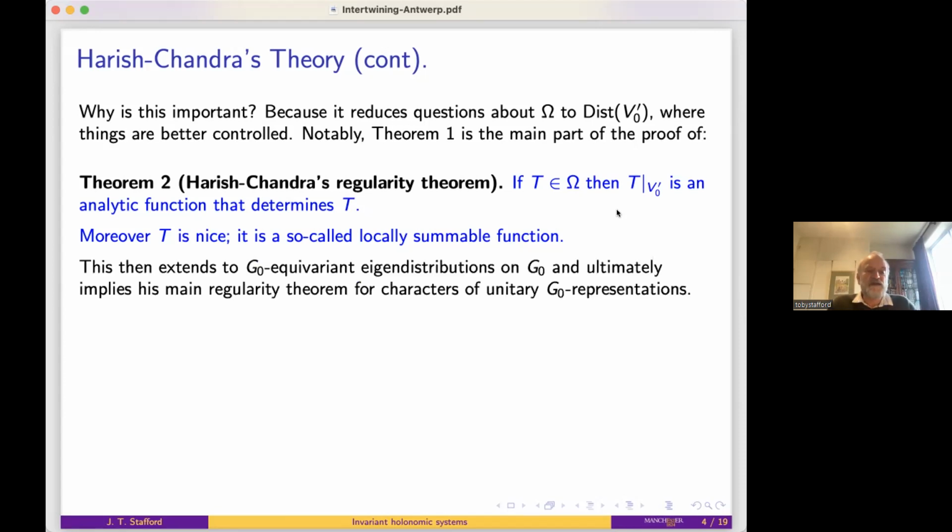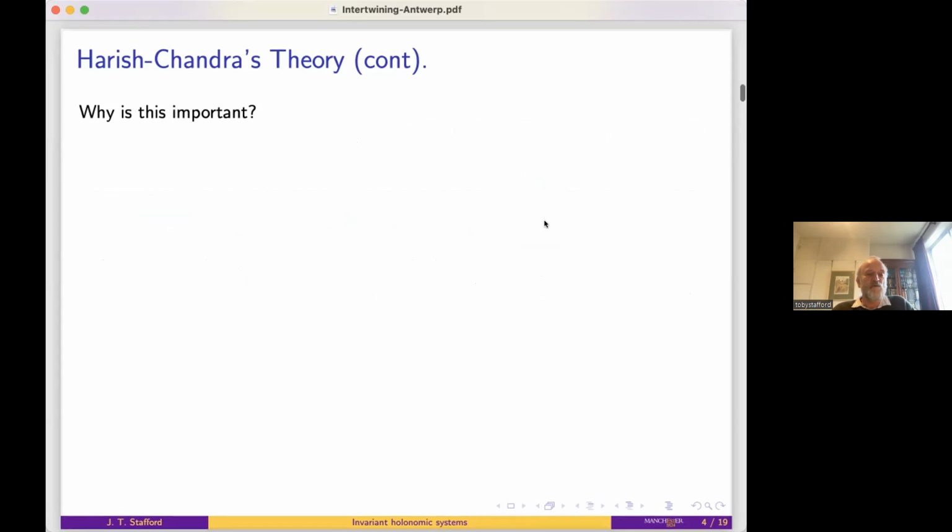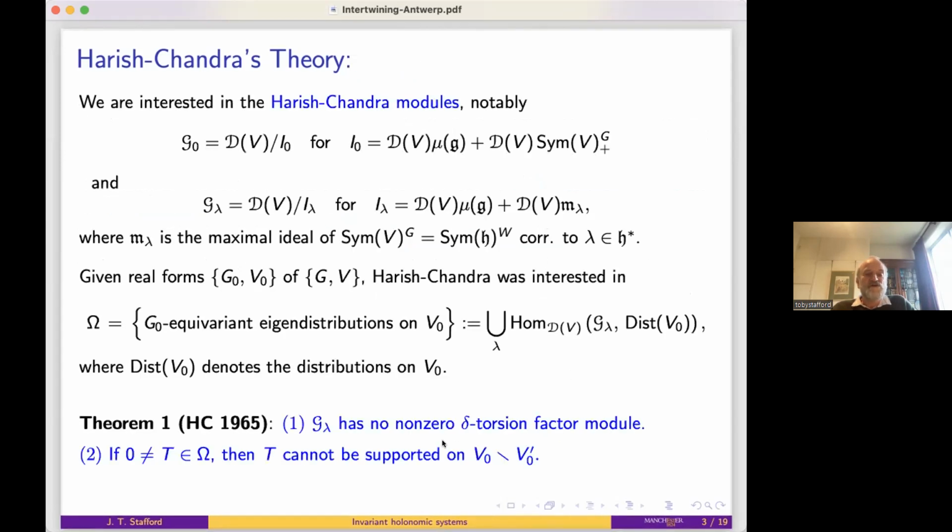And then this was extended further to distributions on the group G0, and ultimately applies to Harish-Chandra's main regularity theorem for characters of unitary representations of G0. The theorem he has there is, again, basically the same thing. Take this theorem 2 and just rephrase it in terms of characters of representations. So that's the theorem of Harish-Chandra that we're interested in, although we're really interested in the form of theorem 1, that we have a structure theorem for this G lambda.